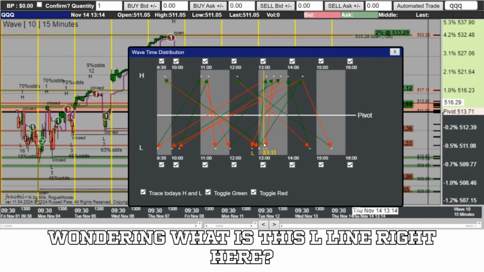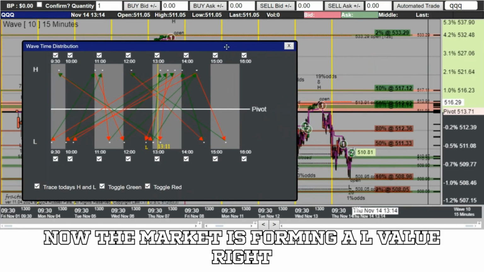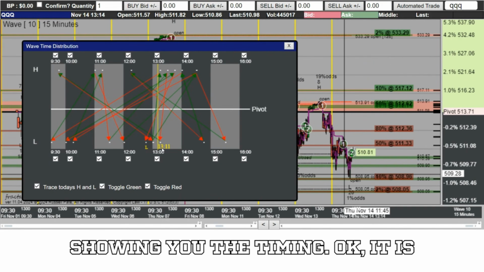Now you must be wondering, what is this L line right here? It is basically showing you that right now the market is forming an L value. Right here you can see, right? And it's also showing you the timing.